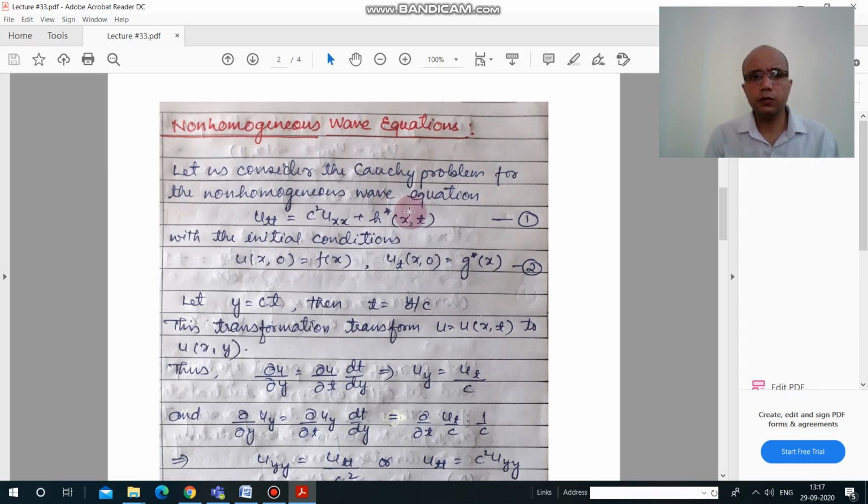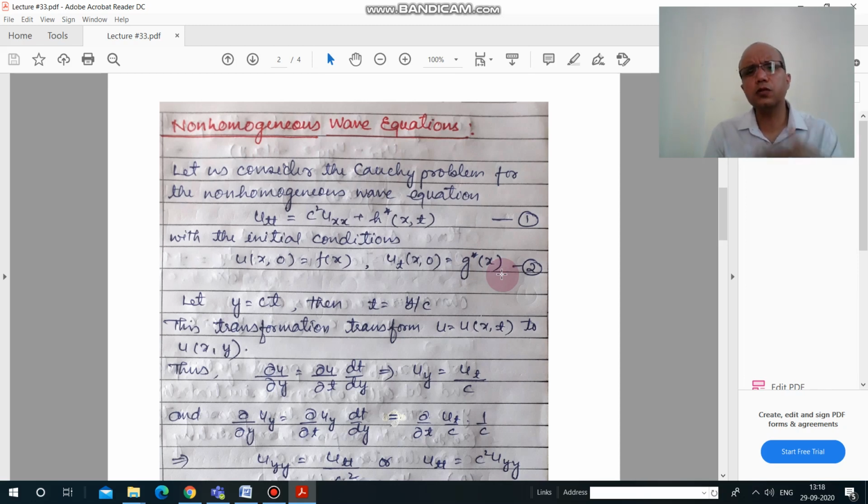So previous cases were homogeneous wave equations. Now we are talking about a non-homogeneous wave equation because here this part is given and it is a function of x and t. Clear? Initial conditions are u(x,0) equal to f(x) and u_t(x,0) equal to g star(x). Why have we written h star and g star? Just wait for some time. It is very easy.